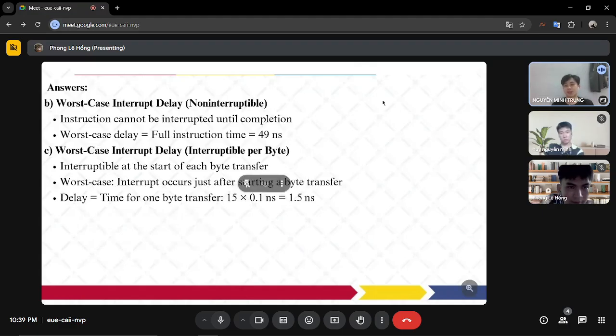Answer B. Worst case interrupt delay: the instruction cannot be interrupted until completion, so the worst case delay is the full instruction time, 49 nanoseconds. Answer C. Worst case interrupt delay if the instruction can be interrupted at the start of a byte transfer: the worst case is the interrupt occurs just after starting a byte transfer. The delay equals the time for one byte transfer, 15 cycles, which is 1.5 nanoseconds.